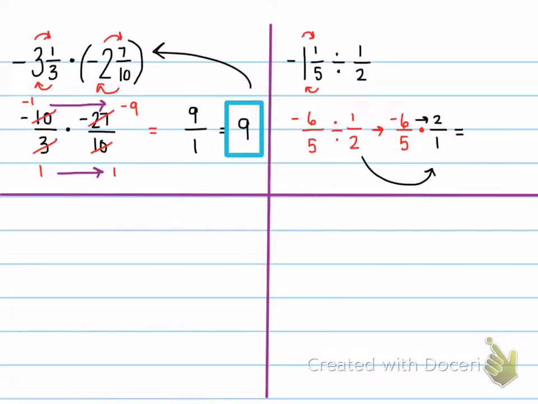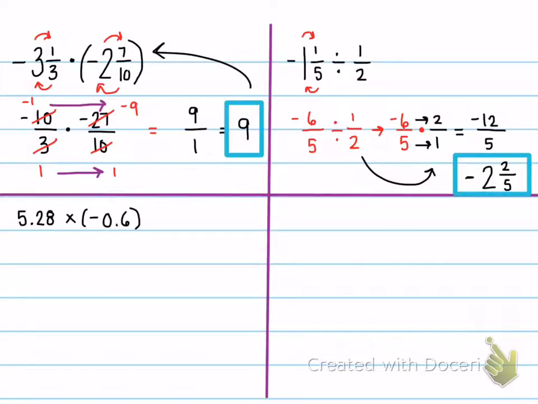I have negative 6 times 2, which is negative 12, and 5 times 1, which is 5. I have a negative divided by a positive, so my answer is negative. 5 goes into 12 2 times, with 2 out of 5 left over. Negative 2 and 2/5 is my final answer.